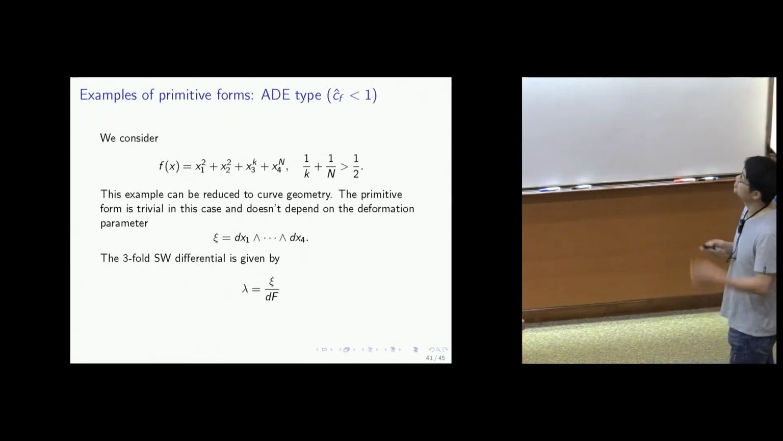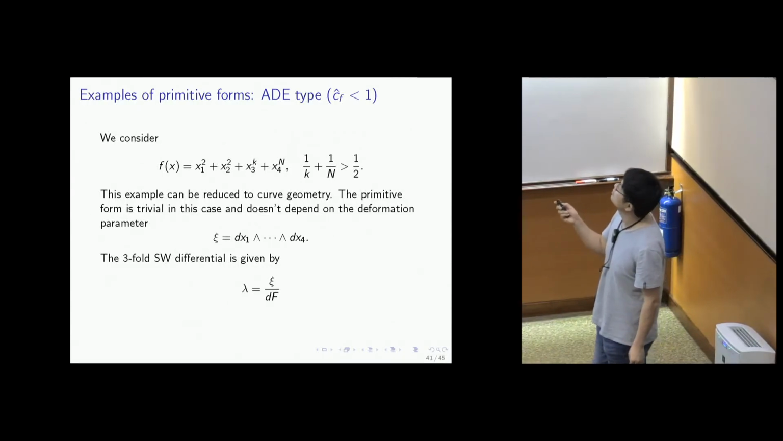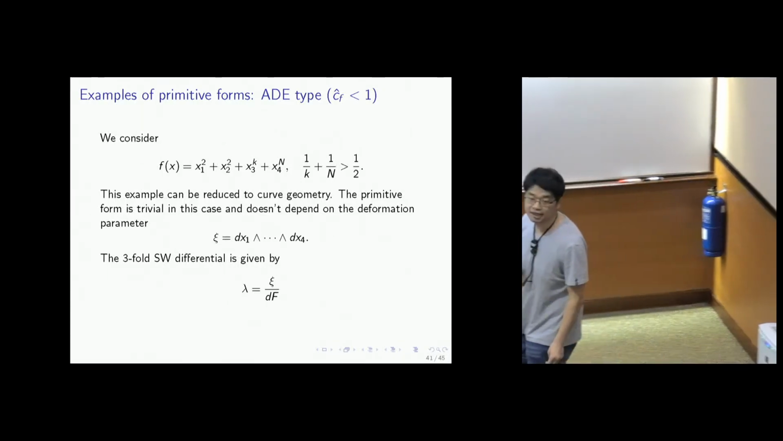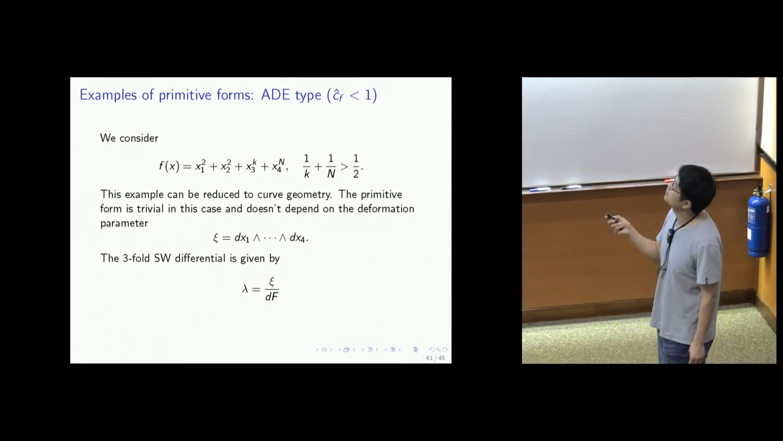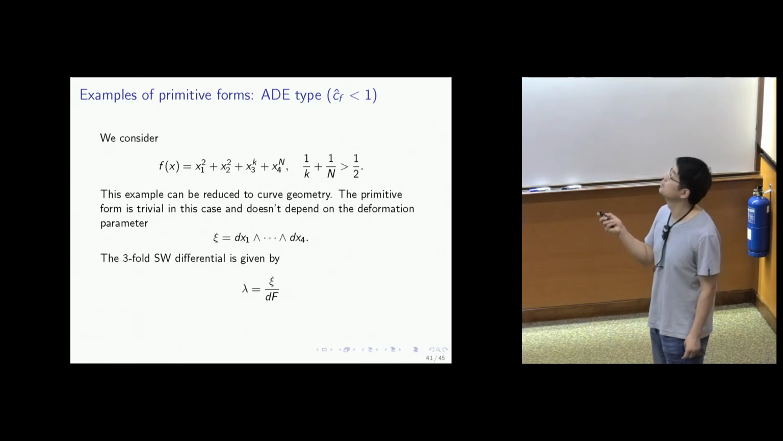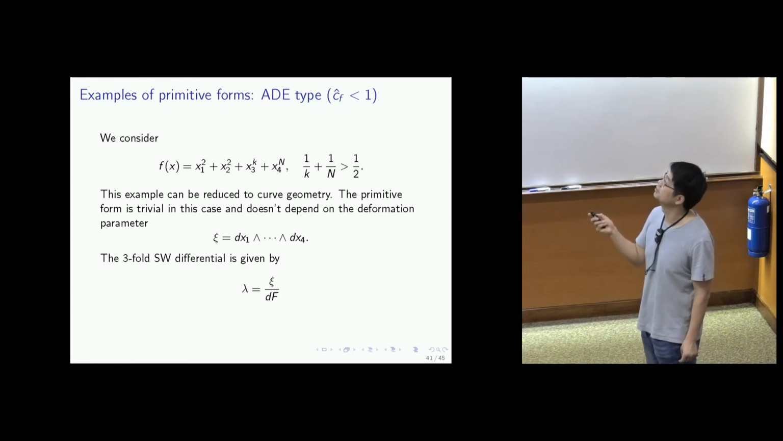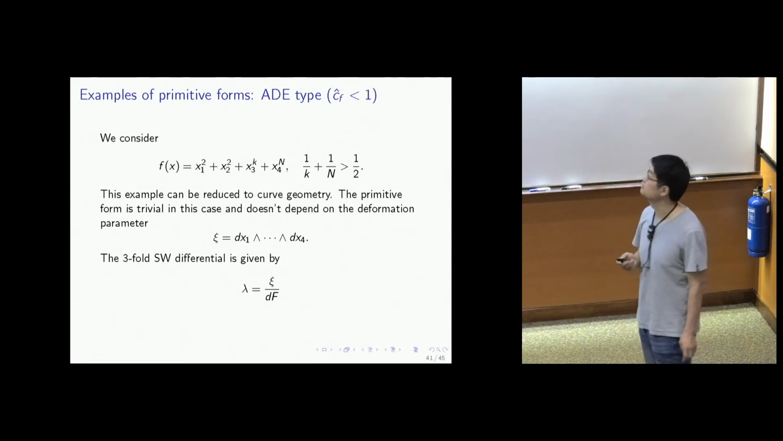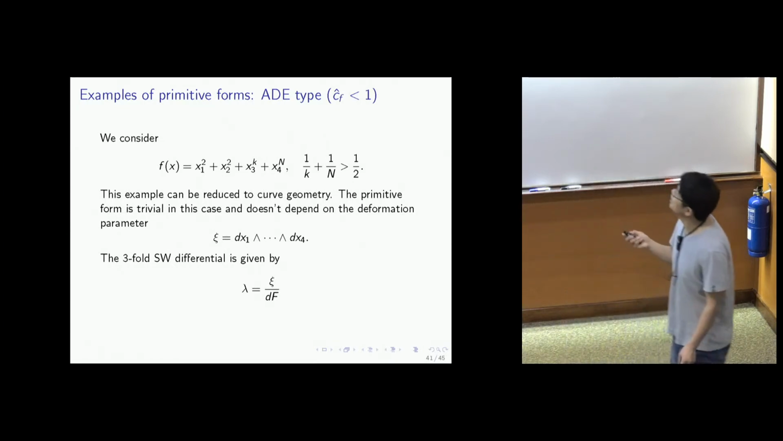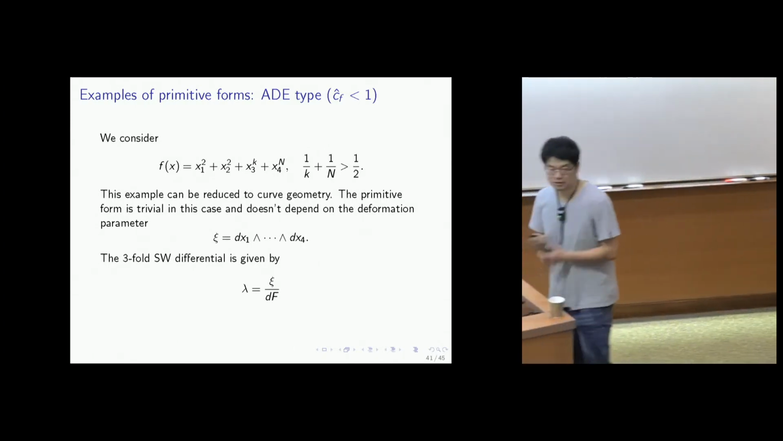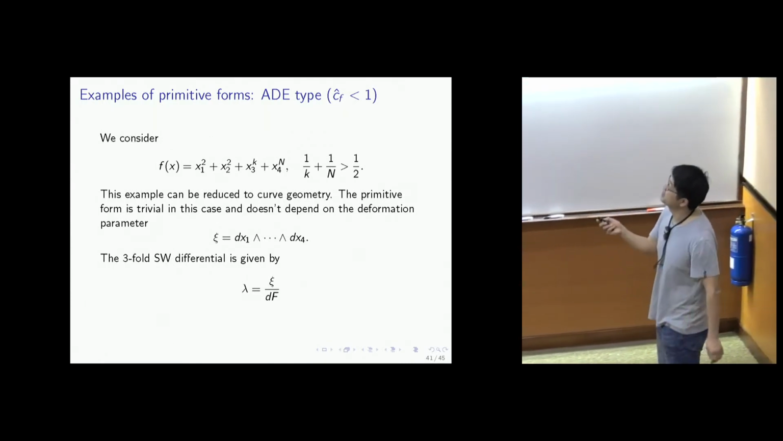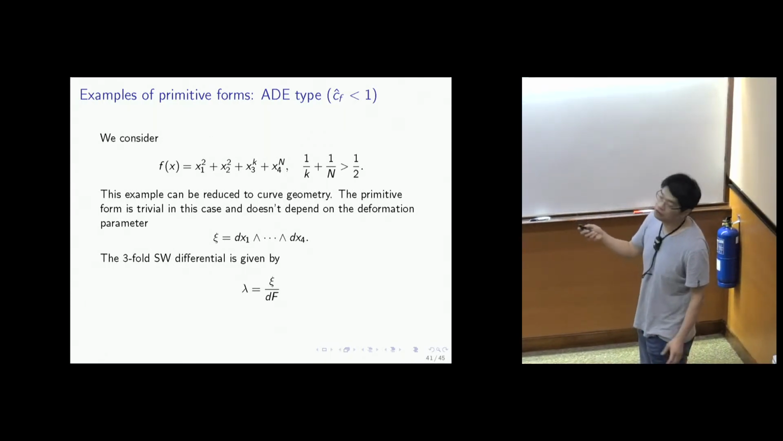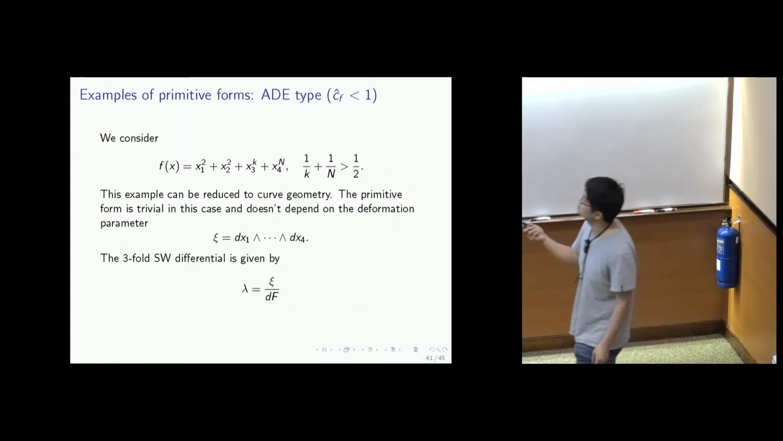Assume this condition holds. So this singularity is basically ADE type. And again, this example can be reduced to the curve case, because you see these two terms are Morse type. You can basically eliminate these two variables, so it becomes a curve singularity. But anyway, we know that in the ADE case, the primitive form is rather trivial. It's not that trivial, but it's simple. The primitive form is given by the trivial volume form. It doesn't depend on the choice, it doesn't depend on the deformation.